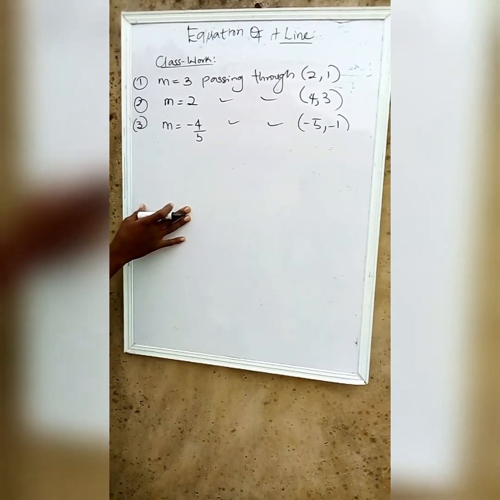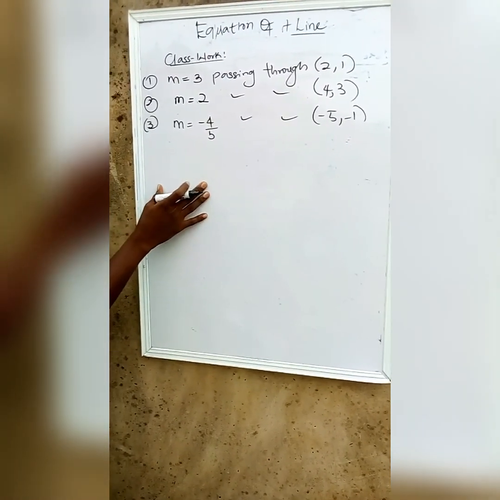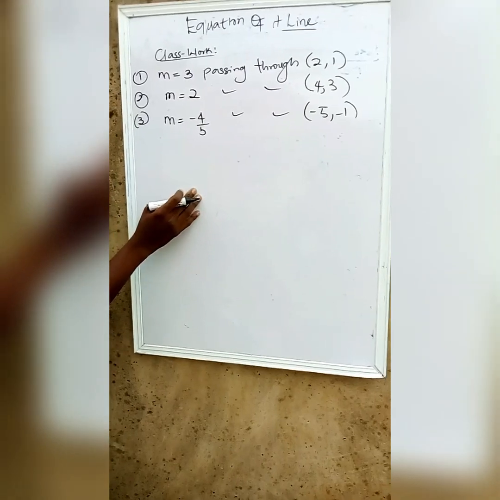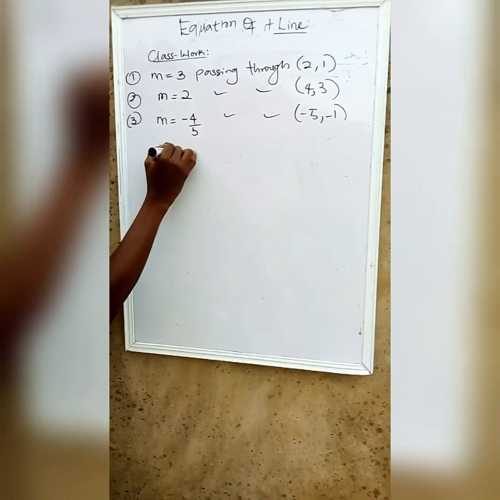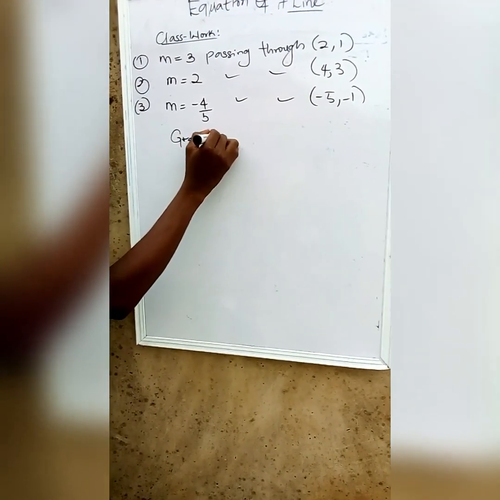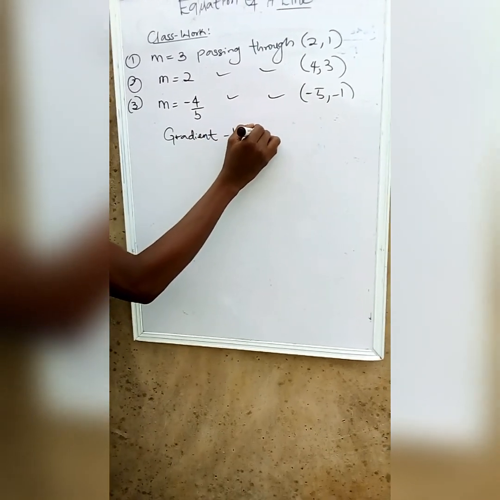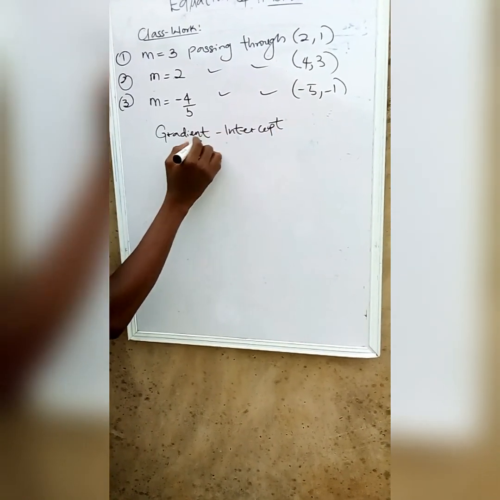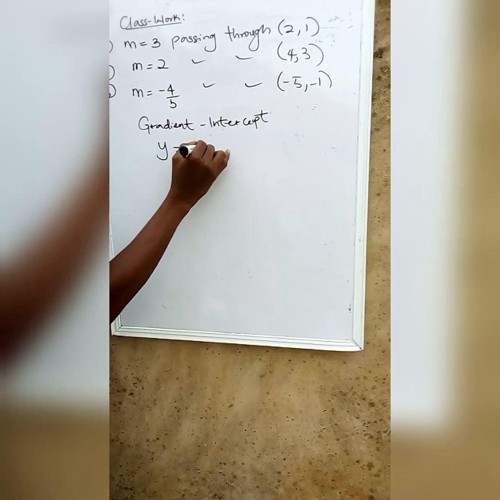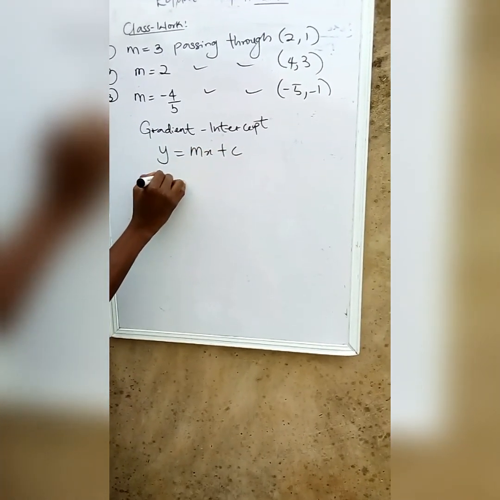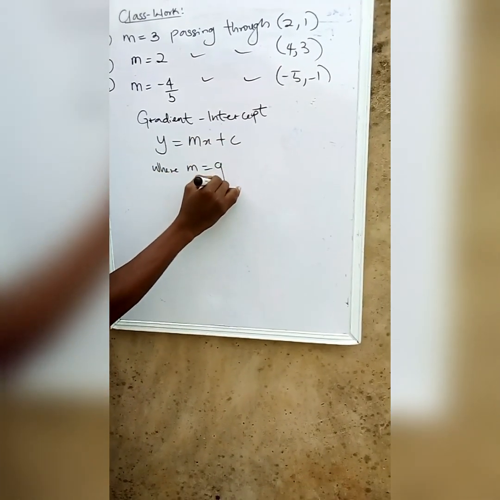Now before we go, it is always good to leave your answer in what we call gradient intercept form. We're looking at that in the next video. Gradient intercept form: y is equals to mx plus c, where m is your gradient.